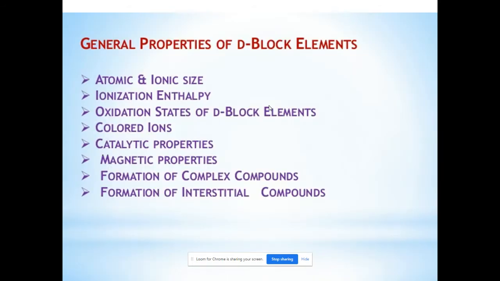Here in this video, I'm going to explain to you about the general properties of d block elements. In the last video, we learnt about what d block elements are and the electronic configuration of 3d, 4d and 5d series of d block elements. Now we are going to learn about the atomic and ionic size, ionization enthalpy, oxidation states of d block elements, colored ions, catalytic properties, magnetic properties, formation of complex compounds, and formation of interstitial compounds.